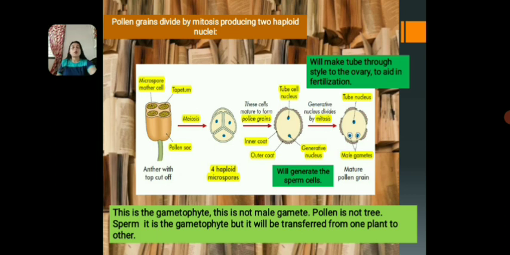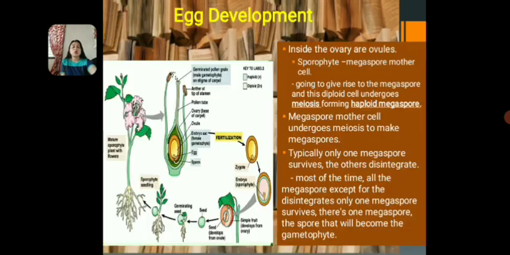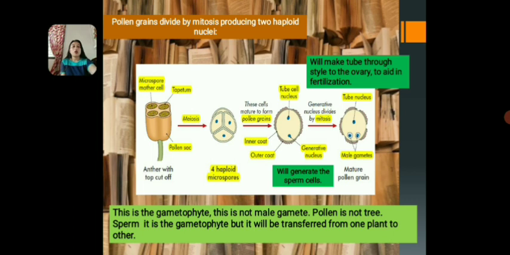In the whole process of pollen development inside the anther, the microspore mother cells undergo meiosis to make the haploid microspores. The microspores develop into the pollen grain. The tube cell will make a tube through the style to the ovary to aid fertilization, and the generative nucleus will generate the sperm cells. So this is the gametophyte. Pollen is not a male gamete. The sperm is the gamete, but the pollen will be transferred from one plant to another.